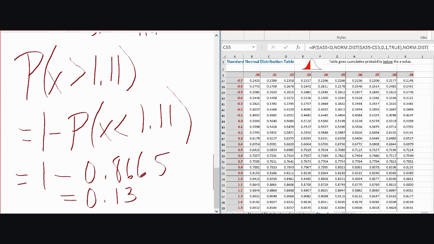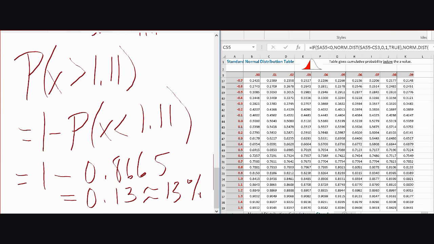0.13, or about 13%. Now, it's not exactly that, it's like 0.1335 or something like that, but we're just going to round it to 0.13 to make our lives easier, because that's about 13%. So what does that tell us? That tells us that the probability that this particular family spends more than $155 is 13%. 13% is the probability that a family selected at random will have spent more than $155 on groceries.